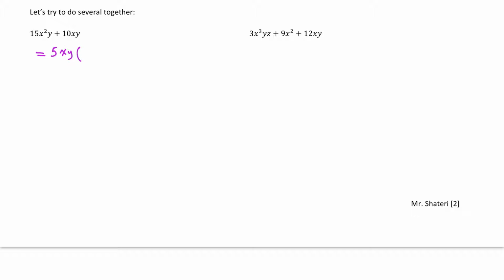I then open my brackets, and I will have two values in there. The first one is going to be 15x squared y divided by my greatest common factor, which is 5xy, and the second one is going to be 10xy over my greatest common factor, which is 5xy. 15 and 5 gives me 3. X squared divided by x gives me x, and the y's cancel. 10 divided by 5 gives me 2, and the xy's cancel. So I'm left with 3x plus 2 as my final answer.